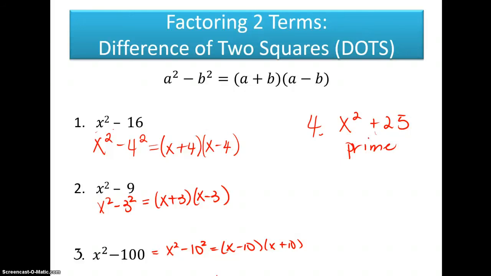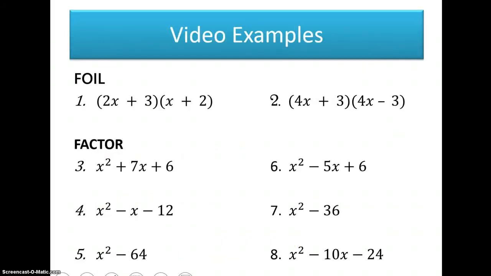All right. Well, here we go. We've got some video examples. The first 2 say FOIL. I want you to multiply on these first 2. 3 through 8 ask you to factor. Notice 3 terms, 3 terms, 2 terms. 3 terms, 2 terms, 3 terms. How you think about factoring those problems changes based on the number of terms.